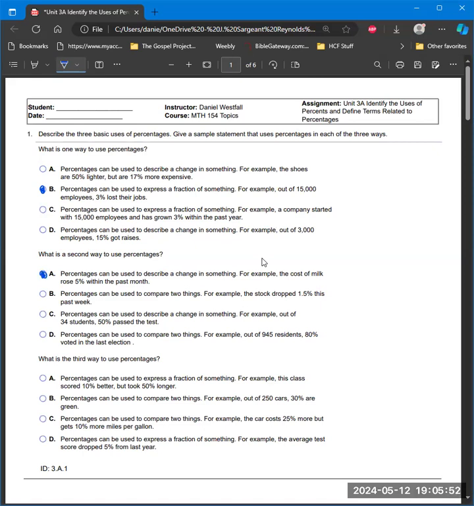And a third way to use percentages is to compare two things. For example, a car costs 25% more, but gets 10% more miles per gallon. So that's C.